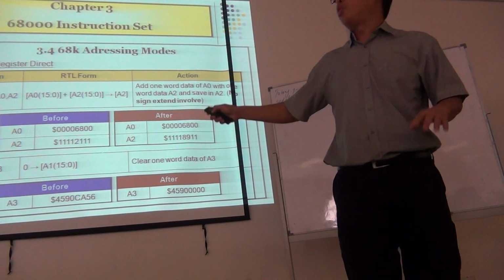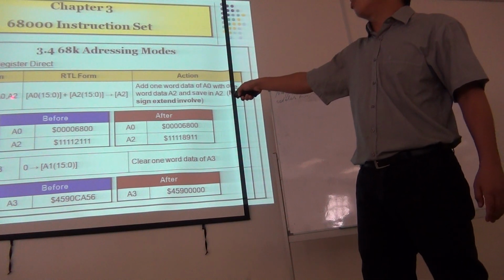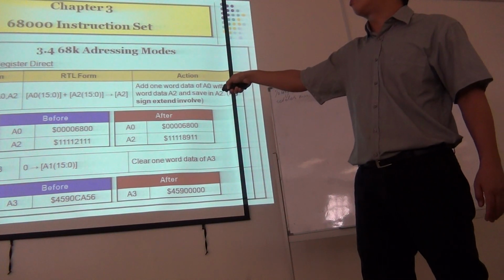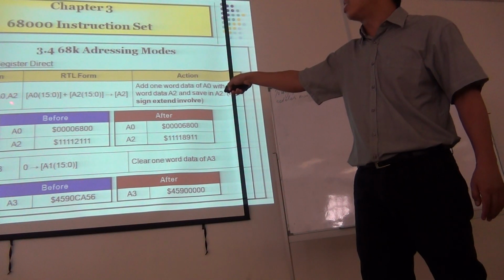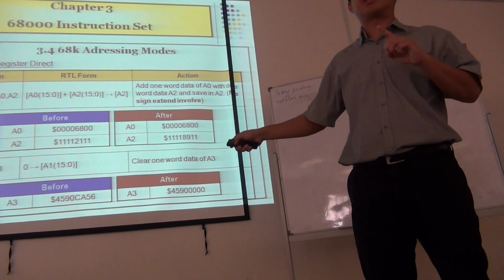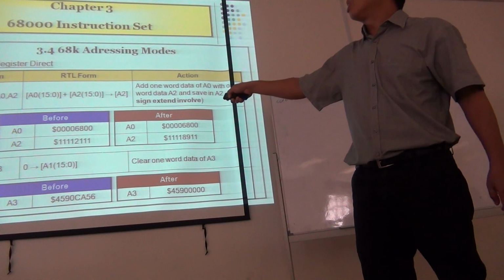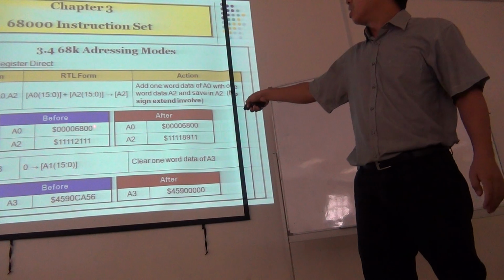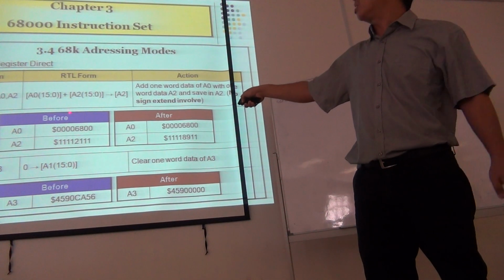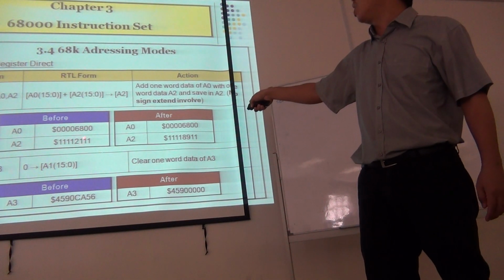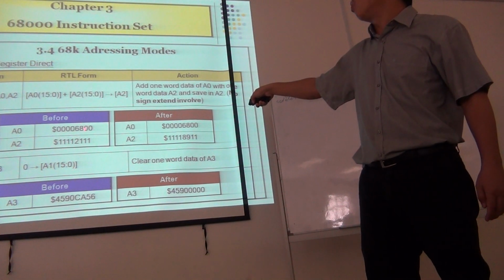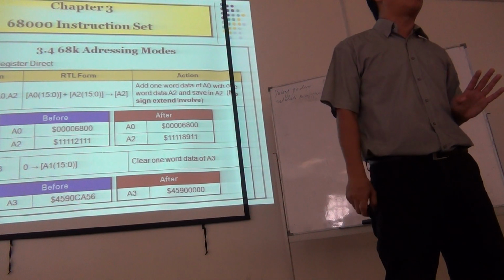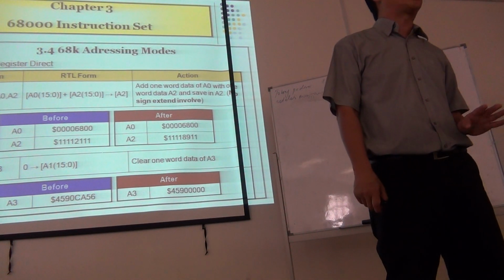Okay, so if you add A0, A2, given A0 is this one, A2 is this one, add address.w. Because the final destination is an address, you have to put add address. So add word, only the last 4 digits. Add this one using calculator, 6800 plus 2111, the final answer will be placed over here. There's no sign extend rules because the operation is add, not move.